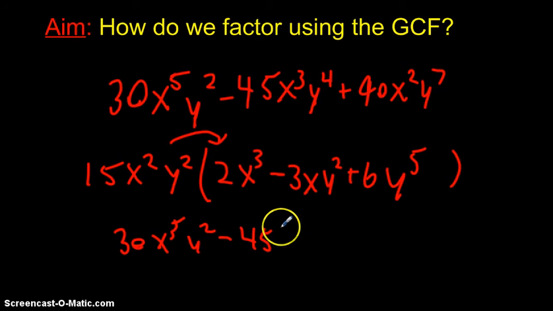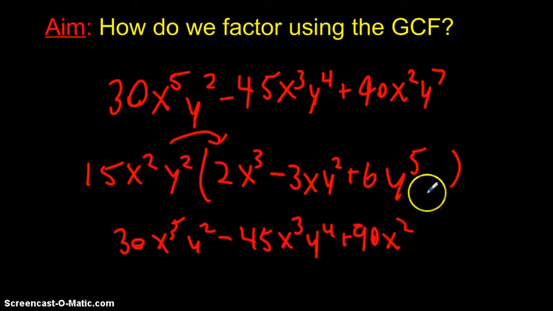X squared times x is x to the third. Y squared times y squared is y to the fourth. So far, so good. Let me make that a little more clear. 15 times 6 is 90. X squared times no x's is x squared. Y squared times y to the fifth is y to the seventh. So we get back what we started with. So this was a correct factorization.